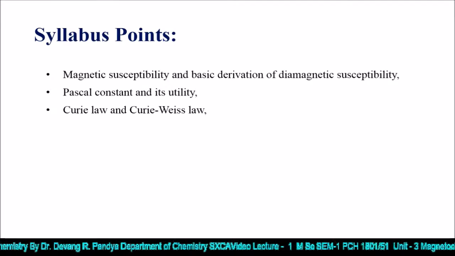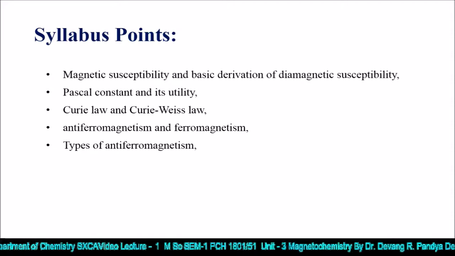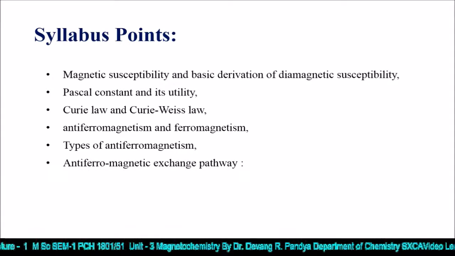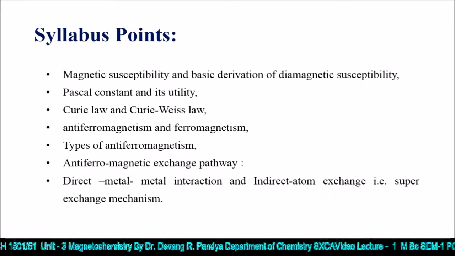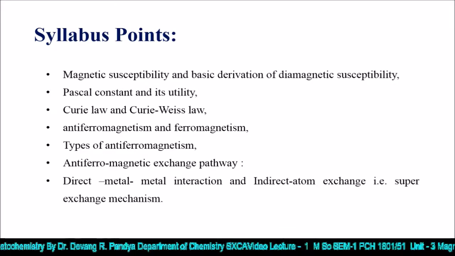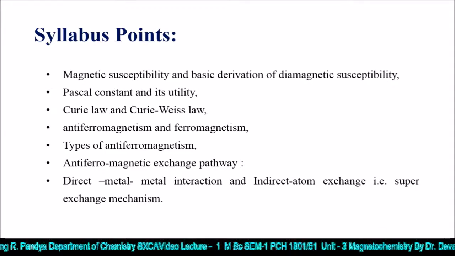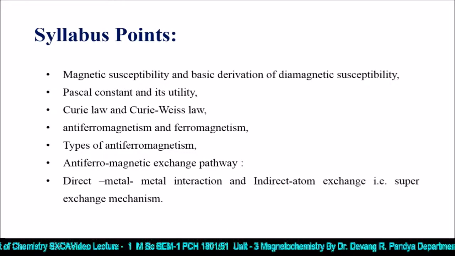Curie's law and Curie-Weiss law, then antiferromagnetism and ferromagnetism. Next, types of antiferromagnetism. Antiferromagnetic exchange pathway. There are two antiferromagnetic exchange pathways we need to discuss: direct metal-metal interaction and indirect metal-metal interaction, in which we are going to discuss the superexchange mechanism. So this is the syllabus for Unit 3 Magnetochemistry.